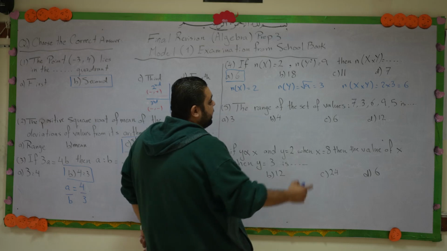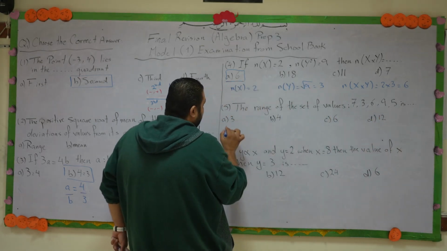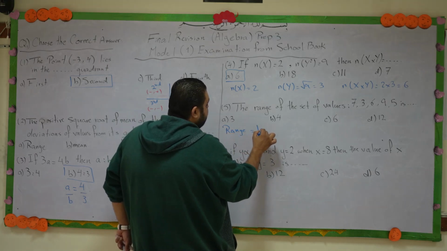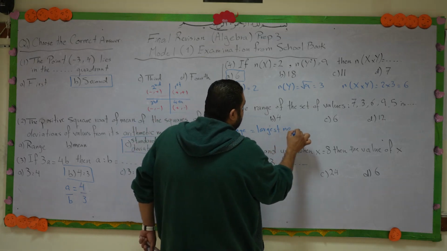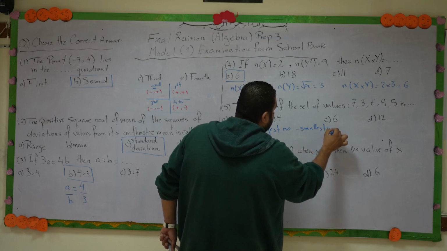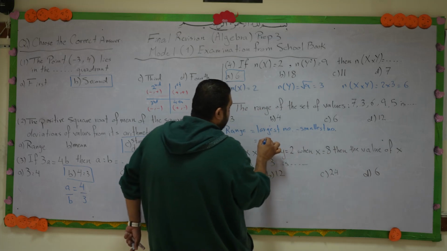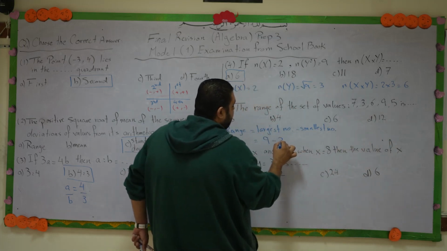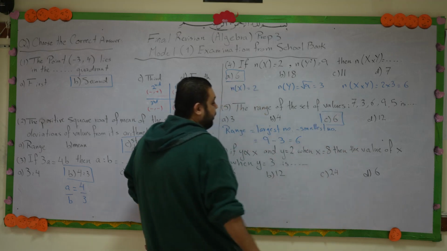Number 5, the range of the set of the values 7, 3, 6, 9, 5. We know that from the definition of the range, it's the largest number minus the smallest number. So the largest number from these values is 9 minus the smallest number, 3. So the answer will be 6, which is the answer C.